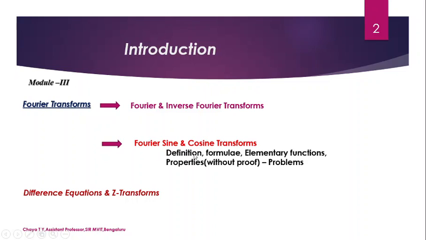So here first we will know what we mean by a Fourier sine and cosine transform, how to express the same in a mathematical way, which is known as the formula to represent the Fourier sine and cosine transforms, elementary functions and also their properties. Obviously, we are going to consider the properties directly as a statement without considering the proof, and few problems related to the same. And also we will learn how to represent the inverse Fourier cosine and sine transforms.